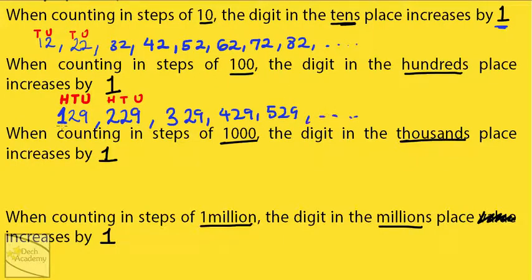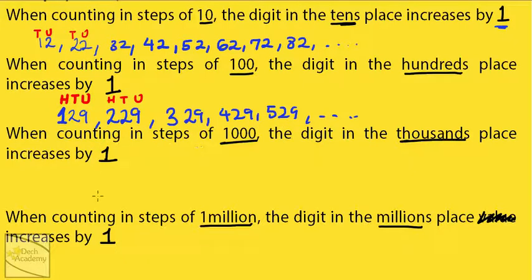Now, normally when counting steps of 100, you just keep adding 100. 129 plus 100 is what? 229. 229 plus 100 is 329. You can test this out, but it's easier to count if you're just increasing a single digit by 1. And that's what we've done here.